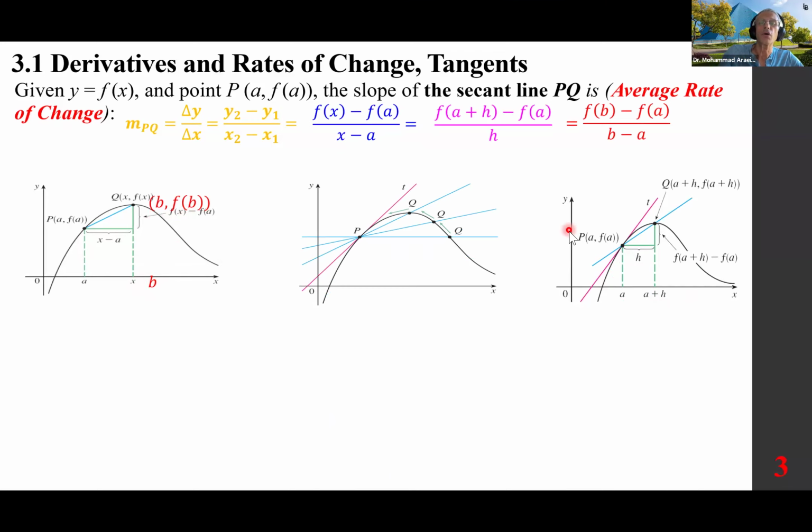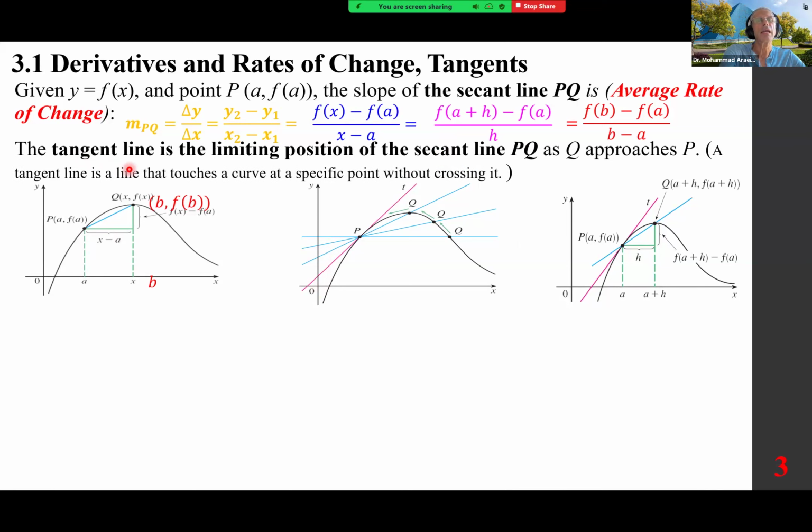The blue lines are the secant lines, and the red line is the tangent line, and we are trying to get to the red line, and to find the equation, we need to find the slope. In the case of the blue lines, in each case, we have two points, so we can find the slope. What about the tangent line? The tangent line is the limiting position of a secant line PQ as Q approaches P. A tangent line is a line that touches a curve at a specific point without crossing it.